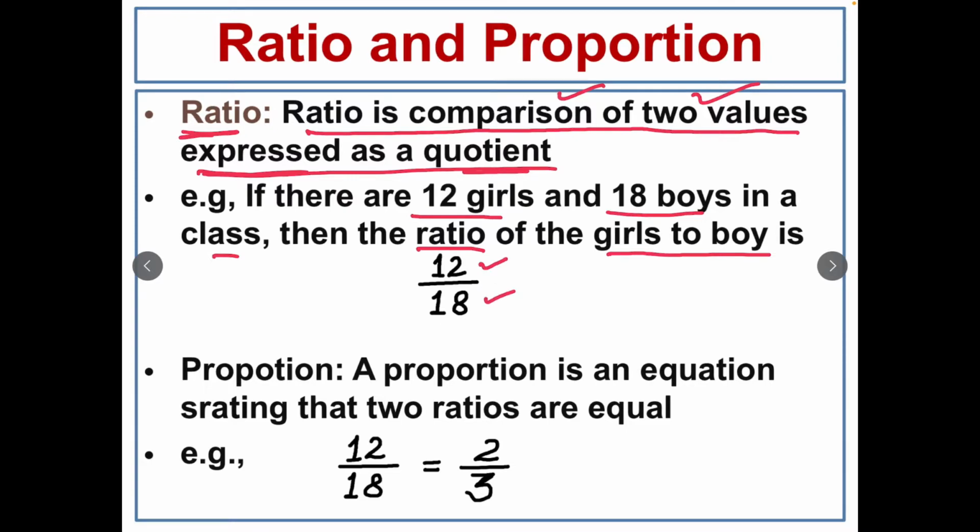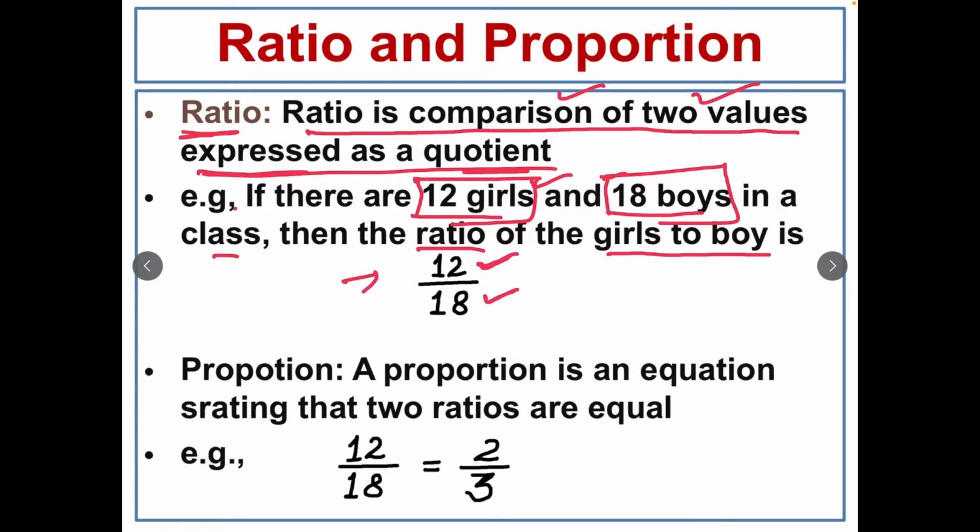One thing you have to notice here is that in writing the ratio in this statement, the first mention is for the girls and the second mention is for the boys. So when you represent them in ratio form, you write the number of girls in the numerator and the number of boys in the denominator. That's how we represent a ratio.